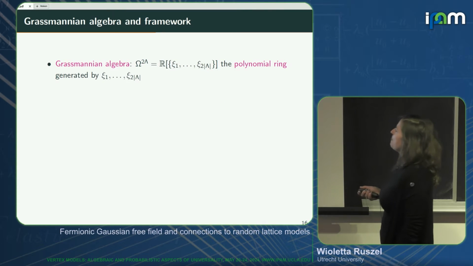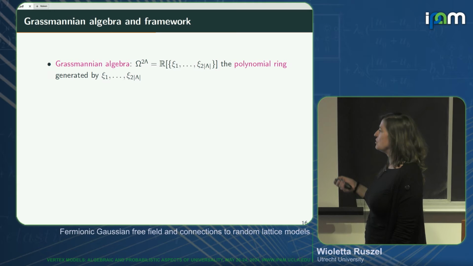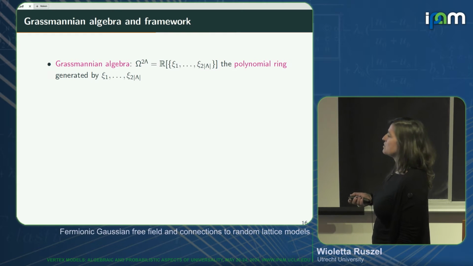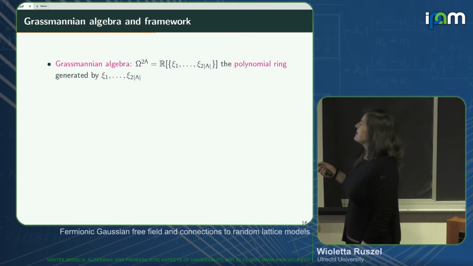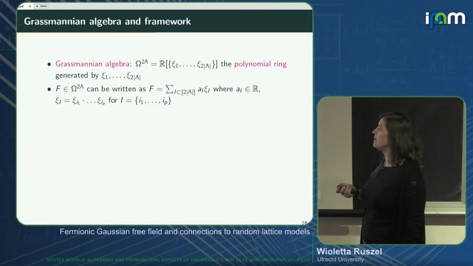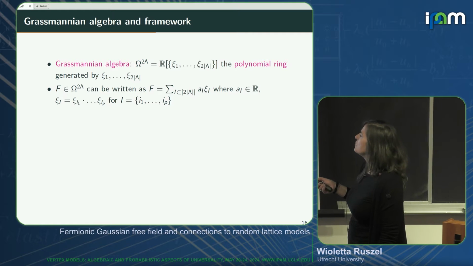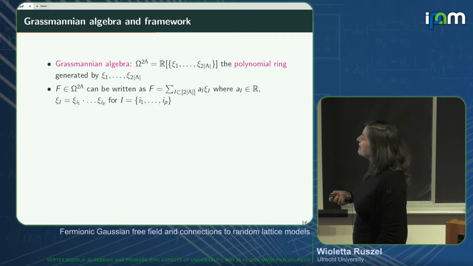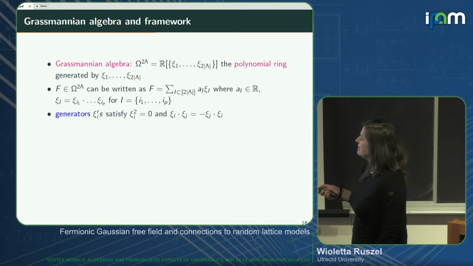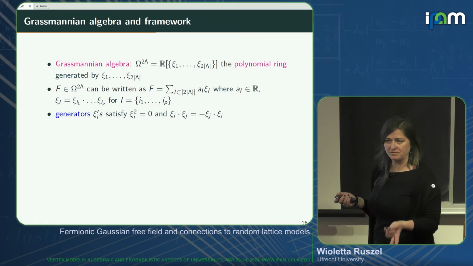All right. So I'm considering the following Grassmann algebra. Lambda will be a finite subset, which in my talk will be either a subset of Z^d or the triangular lattice. And I will look at a polynomial ring over R with 2 times the cardinality of lambda generators. Each polynomial can be written as a sum of monomials times some real number a_i. The rule is that the square of each generator gives 0, and they are anti-commutative.